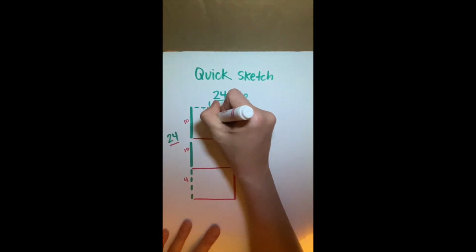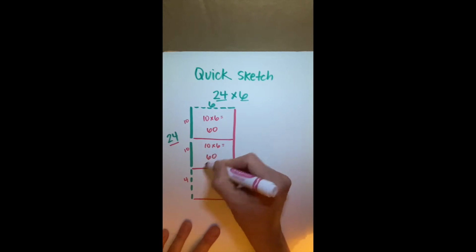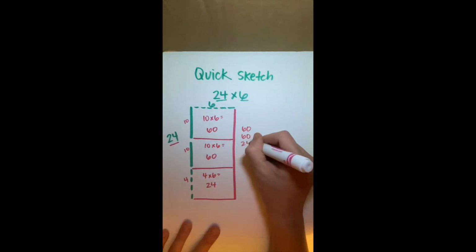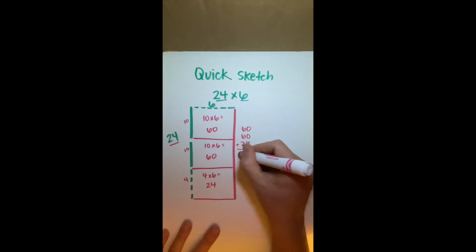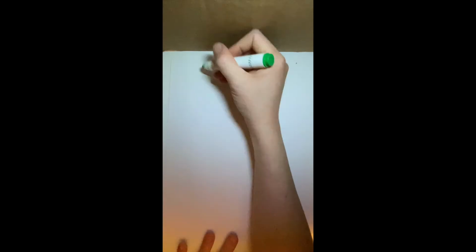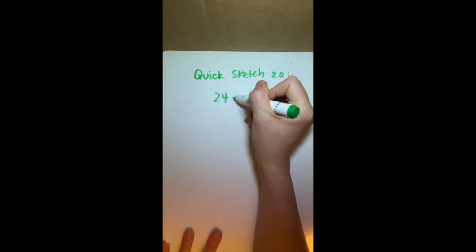Now I'm going to multiply each part. 10 times 6 is 60. 10 times 6 is 60, and 4 times 6 is 24. I add up each of these parts, and my total, again, is 144. So this does get me the correct answer, but there's an even faster way we can do this. Let's move on to the Quick Sketch 2.0.